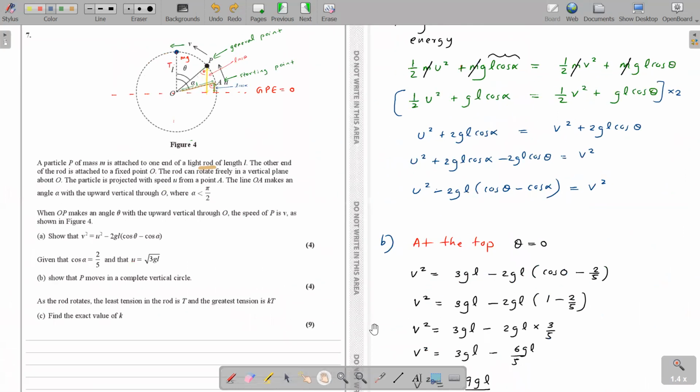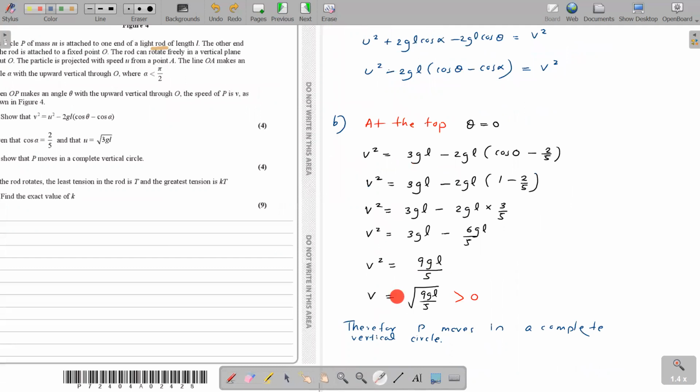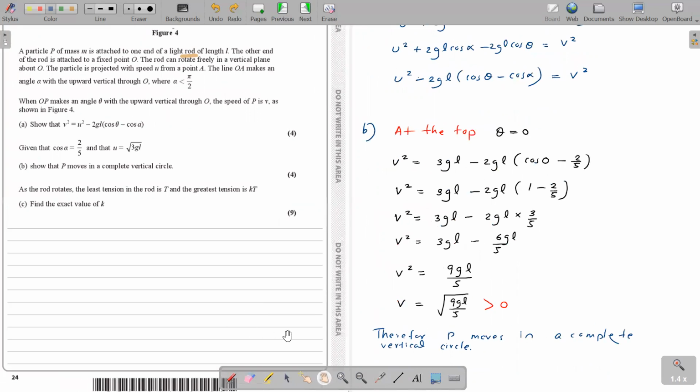I think the cos alpha value is given to you. Cos alpha is a fixed value, 2 over 5, and u is root 3 GL, again given to you. As I told you, they are fixed. So you input those values, and you can show that your v value is a positive figure bigger than 0. If at the topmost point you have a positive velocity, it means the particle is definitely moving in a complete vertical circle. That's the most important thing, showing that the topmost point velocity is greater than 0. So this is the simplification, and you can come to this conclusion.